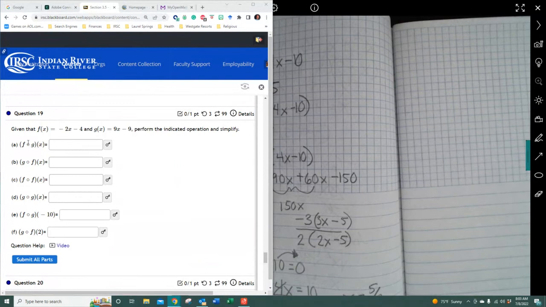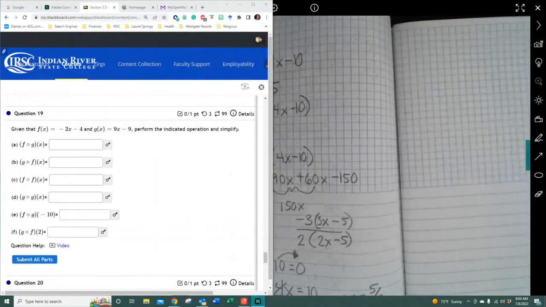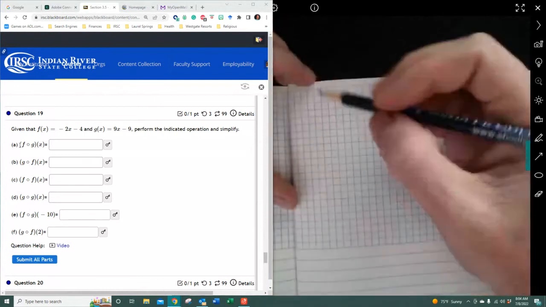Now, this right here, we're talking about f of g, and f of g is what we call a composite function. Composite functions are where you take one function and insert it into the other function. I want you to recognize that whatever the second function is, like g, you're putting it into f. That's what that means. So let's take a look at what that looks like.